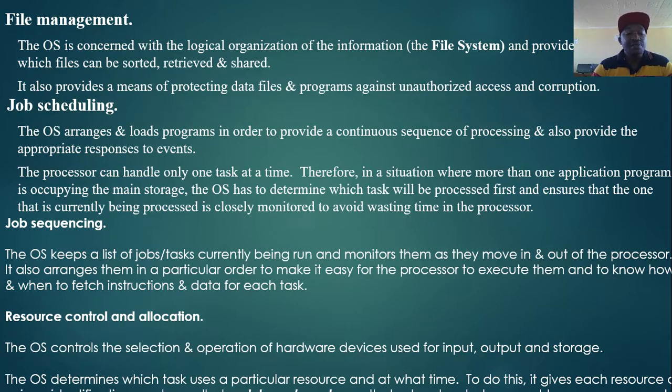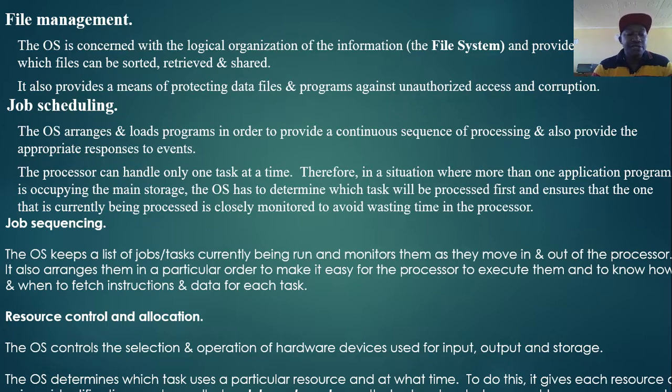Then we have job sequencing. The OS keeps a list of jobs or tasks currently being run and monitors them as they move in and out of the processor. It arranges them in a particular order to make it easy for the processor to execute them and to know how and when to fetch instructions and data for each task. So here, sequencing means arranging tasks so that they can be manipulated without wastage of time.